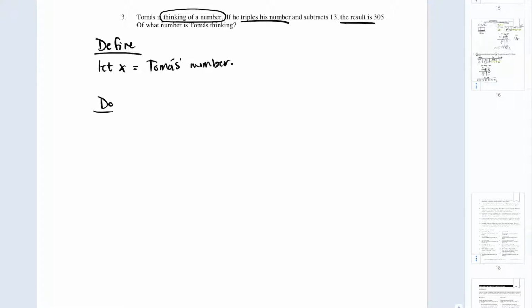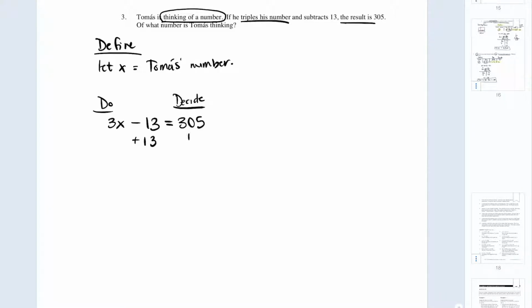Ooh, there's a lot to unpack here. So if he triples his number, I know I'm going to be multiplying x by 3, right, tripling. Then I need to subtract 13. The result typically represents the equal sign. So we're going to write an equal sign, is 305. This is the equation that we are going to solve. Okay, so this is kind of the do and the decide section. Okay. All right, let's solve this equation here.